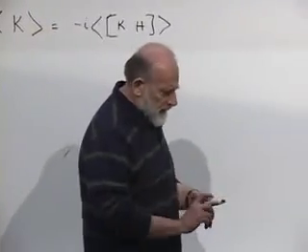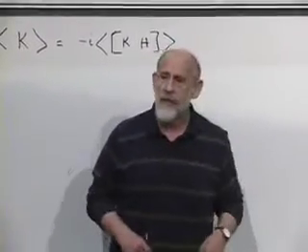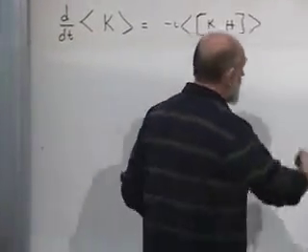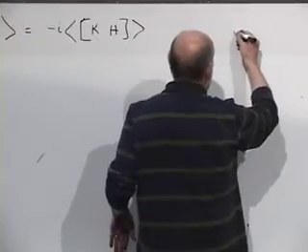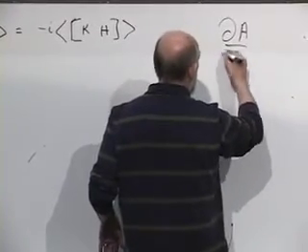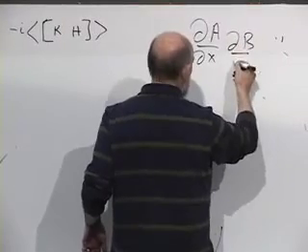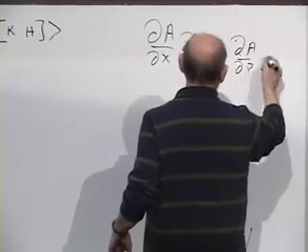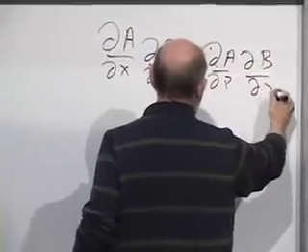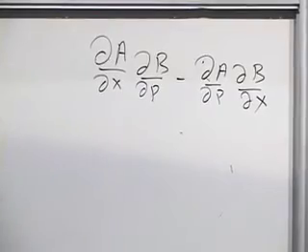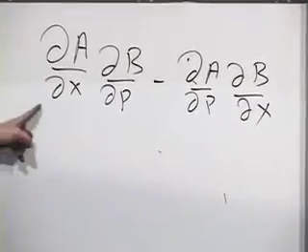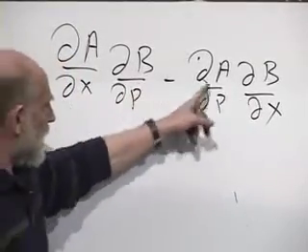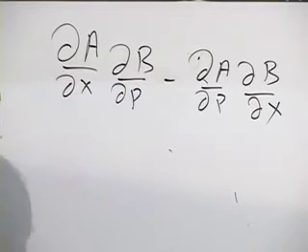Let me just point out the classical analog. The classical analog is that the Poisson bracket of any quantity with itself is also 0. What would that be? Let's take some object A. A with B, that's dA/dx dB/dp minus dA/dp dB/dx. That's the Poisson bracket of A with B. If A and B are equal, then obviously this is equal to 0. The dA/dx is the same as dB/dx, and dB/dp is the same as dA/dp, so that this is equal to 0.